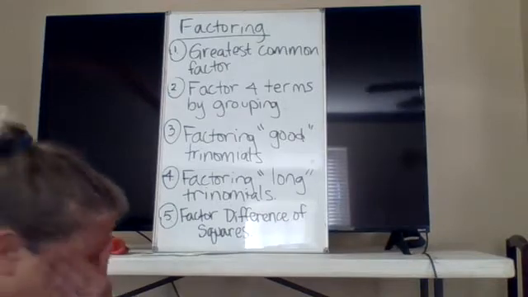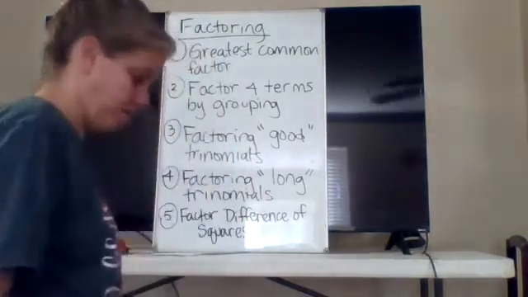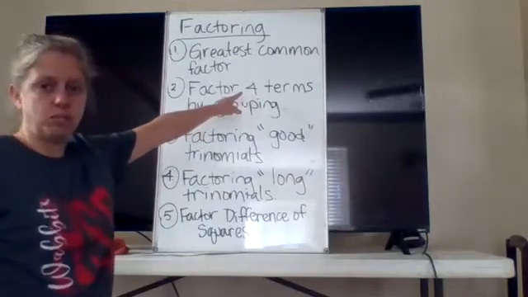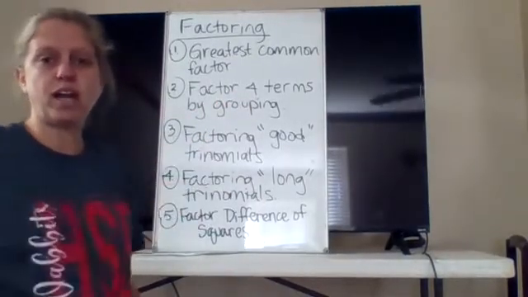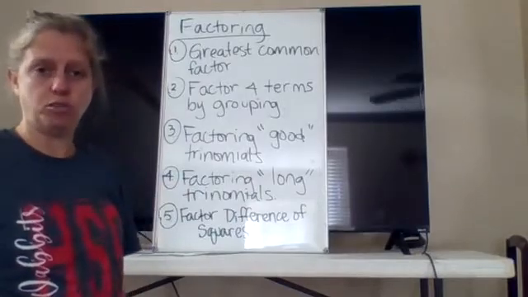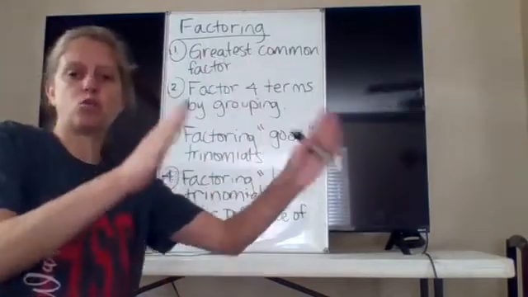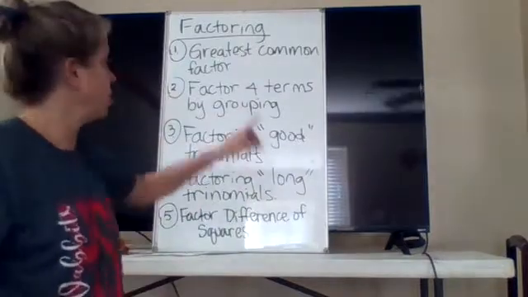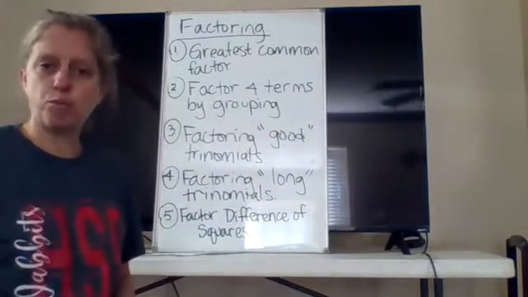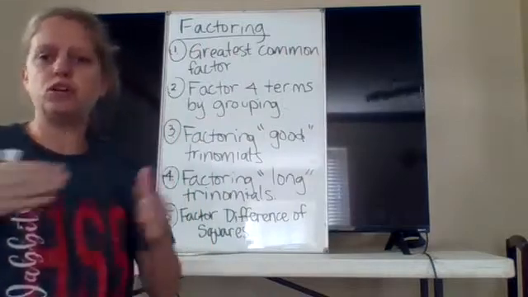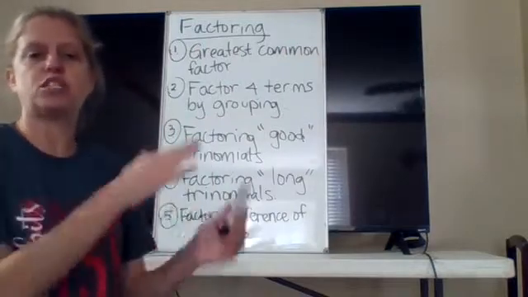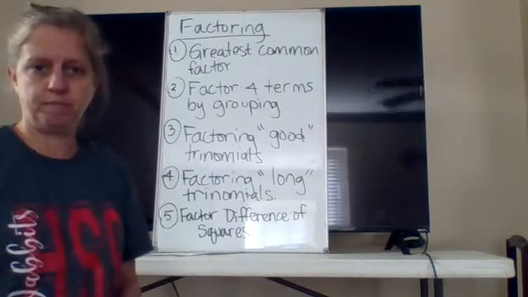Also in 6.1, we had some problems that had 4 terms, and there wasn't a greatest common factor between all of those 4 terms. So we put them in groups of 2. That's what we call the factoring by grouping. So when we put them in the groups of 2, and then we pulled the common factors out of each of the smaller groups.